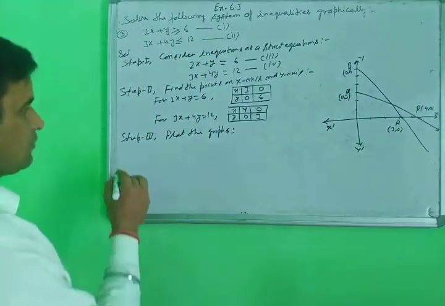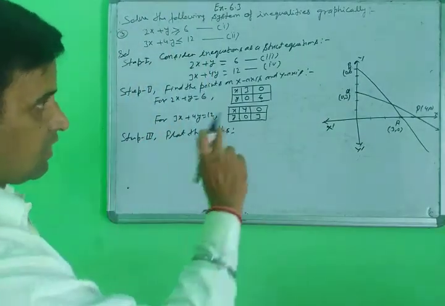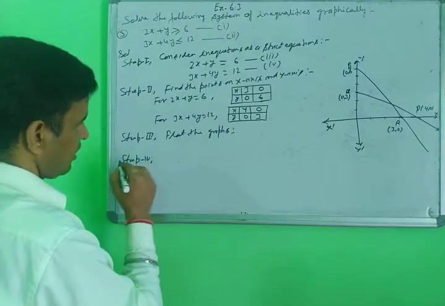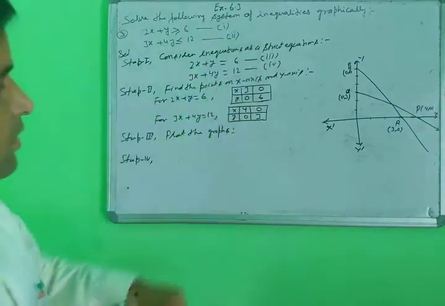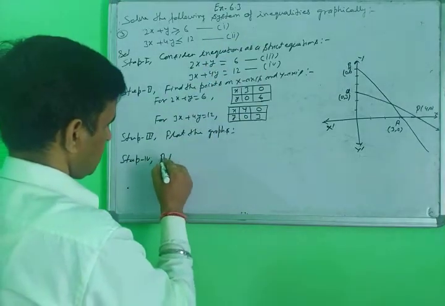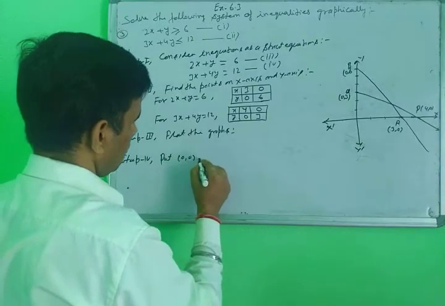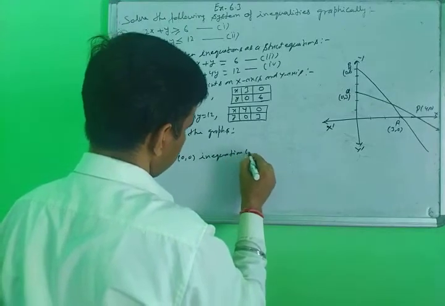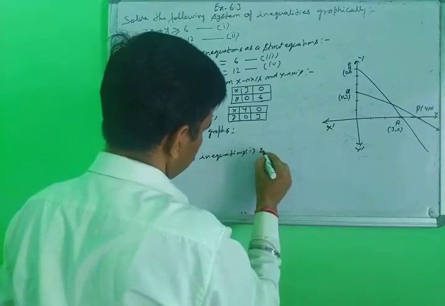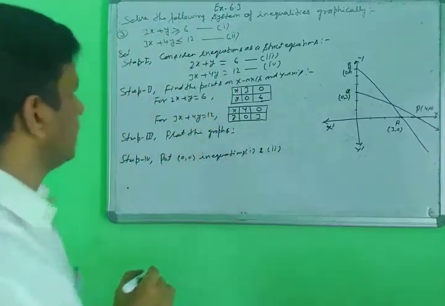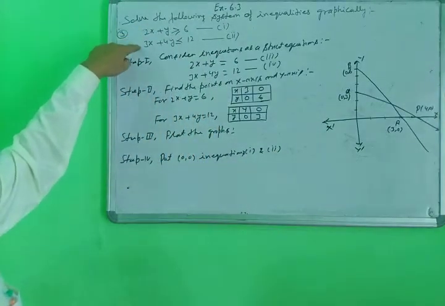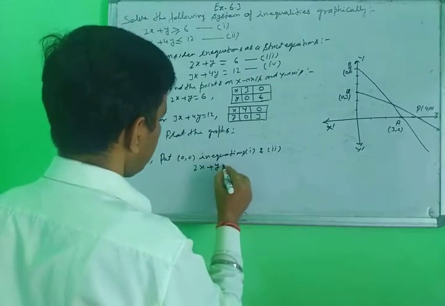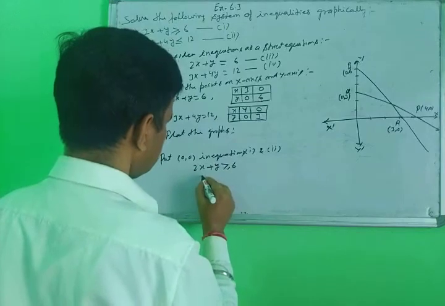So now after you plot the graph, you will write there step 4. Step 4: put 0, 0 in equations first and second. We will put 0, 0 in equation first and second. Now 2x plus y greater than or equal to 6, putting here 0, 0.